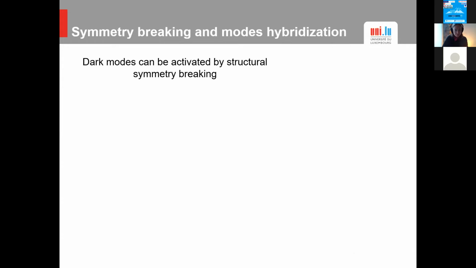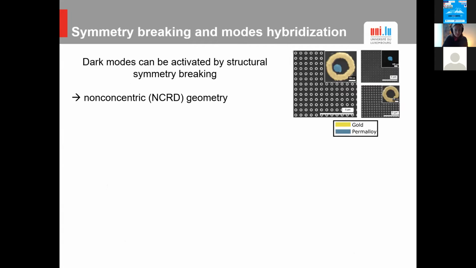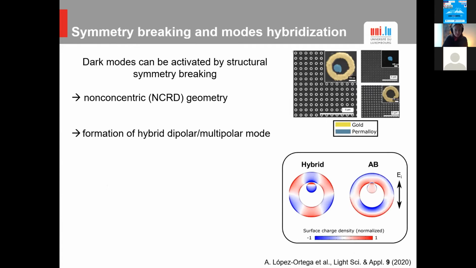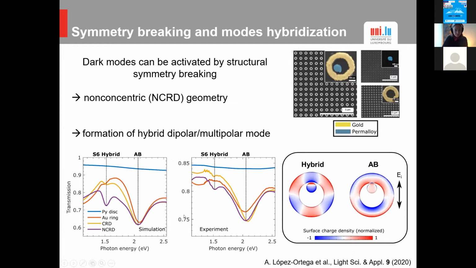by a non-concentric geometry. So in this work led by Alberto Lopez Ortega and Paolo Vavassori, we showed that actually, if you put a nickel disk in the ring displaced from the center, you can actually excite a mode at 1.5 electron volt, that is roughly 800 nanometers, that is actually the dark mode that is forbidden by symmetry. But if you break geometrically the symmetry, you can have this mode.